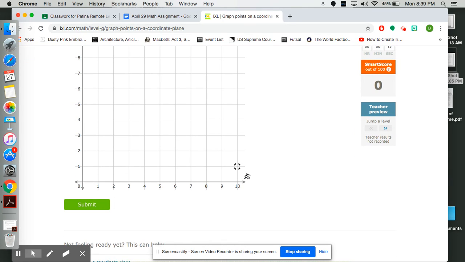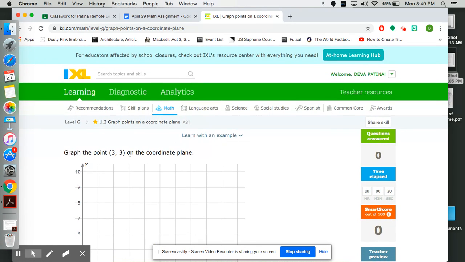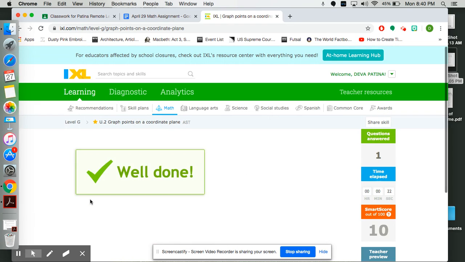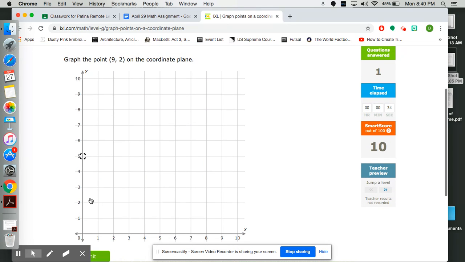So on the x-axis at the bottom, I'm going to go 3 all the way up to 3 on the top. I've graphed 3, 3, so I'm going to push submit. Boom, pretty easy. The next one is graph the point 9, 2.